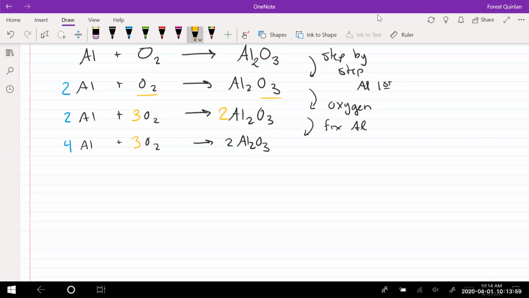Least common multiple of that is 6. So I needed 3 times 2 for that oxygen there and 2 times the 3 for the oxygen there to balance out those oxygens. However, when I did that, I noticed that I now had 2 times 2 is 4, and over here I still only had 2. So I had to change that to a 4 to make it work.